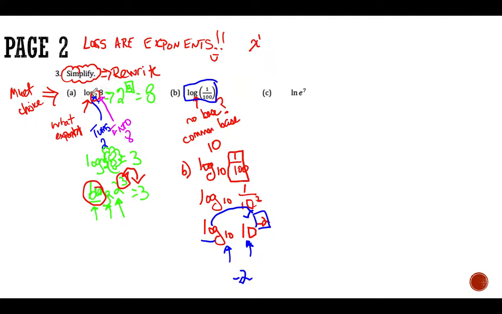So notice this problem had a base 2. This had no base, and I told you it's a common base. This has no base either. ln stands for the log, that's where the L comes in, of the natural number. Do you know what the natural number is?